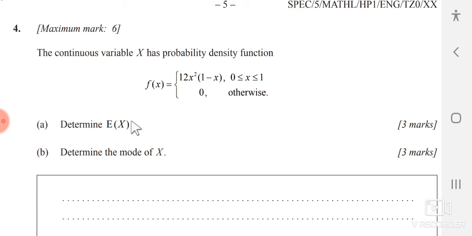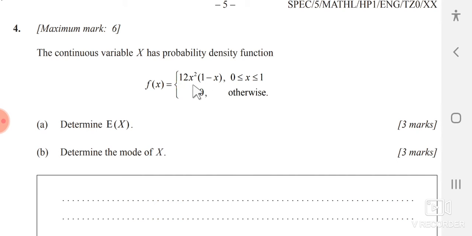Expectation means you are getting the area. Actually, when you have a histogram like that, the area is always equal to the expectation. For the same reason, if you integrate any function, integration gives you area, so the integration of this function would be equal to area, and area is equal to expectation. So simply integrate this and use the limits. The upper limit would be 1 and the lower limit would be 0.